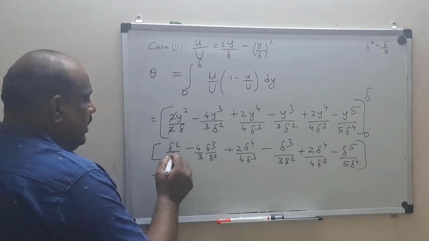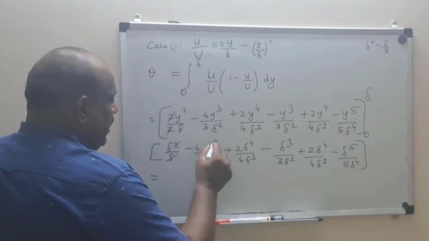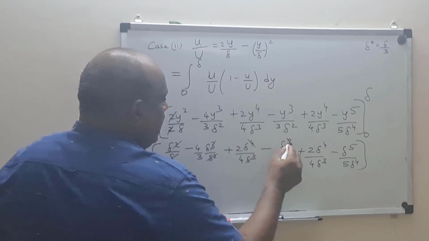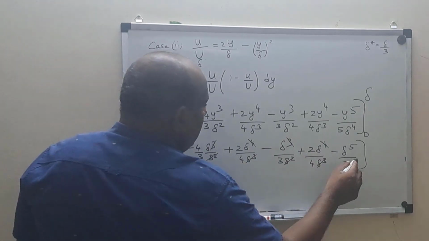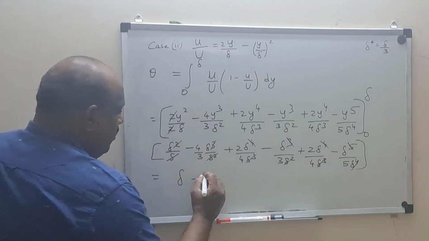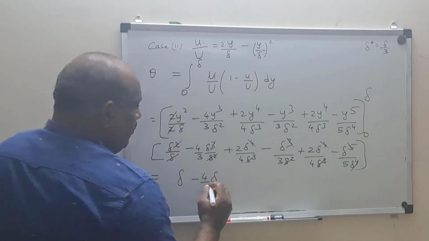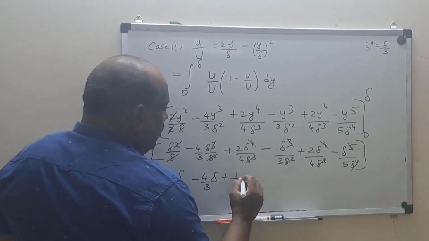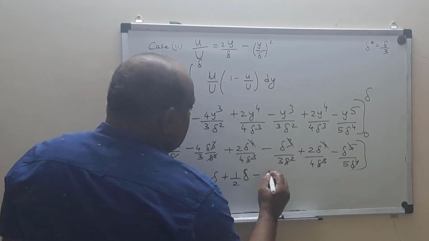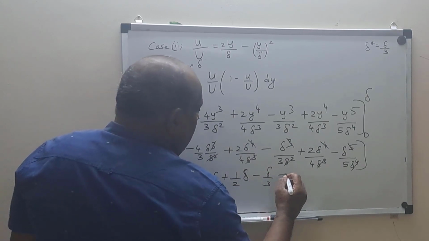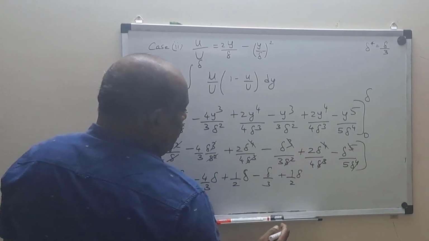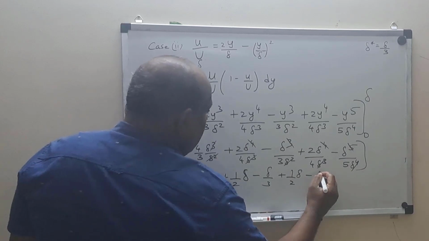Here delta squared and delta squared, delta cube and delta cube, delta power 4 and delta power 4 cancel. So finally I end up with delta minus 4 by 3 delta plus 1 by 2 delta, because 2 by 4 is 1 by 2, minus delta by 3, plus 1 by 2 delta, minus delta by 5.